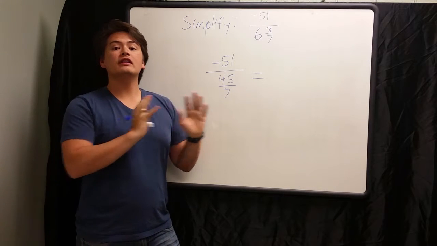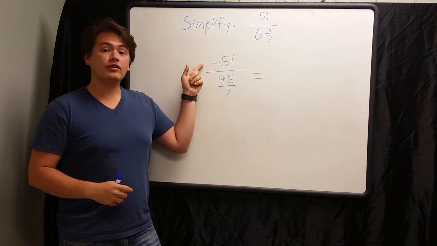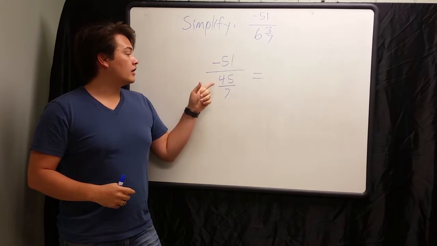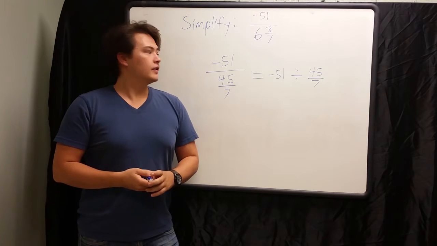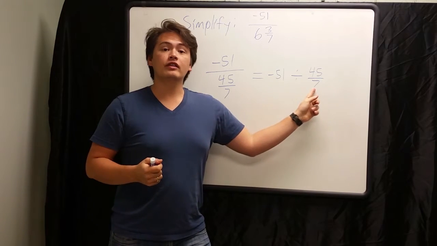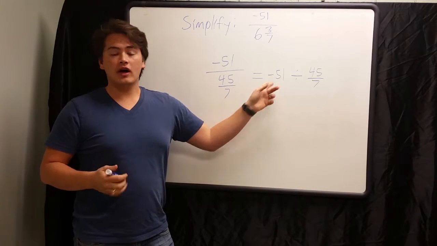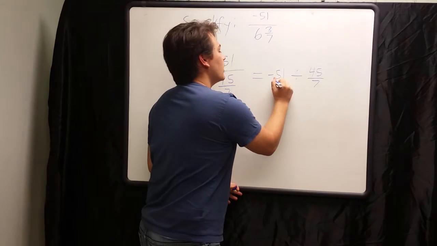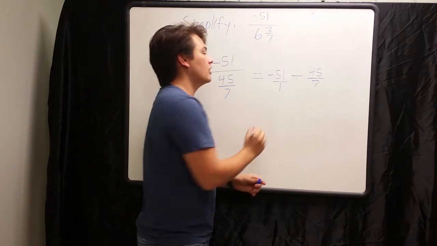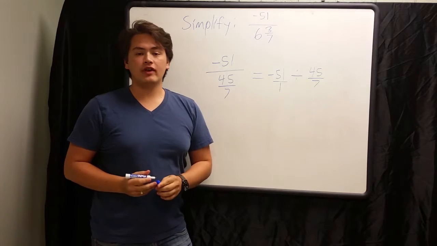So now that I've rewritten this equation, I'm going to make this into a linear equation. So I'm going to make negative 51 divided by 45 over 7. With the negative 51, we know that any whole number is over 1. So I'm going to write it as negative 51 over 1 divided by 45 over 7.